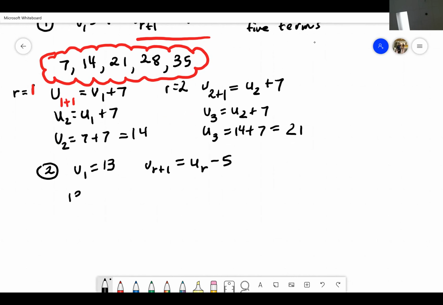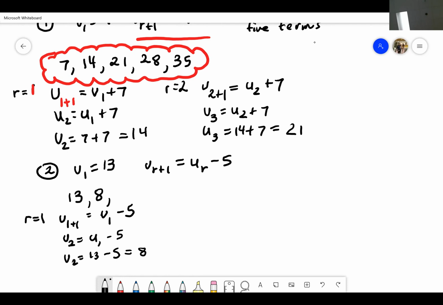13, we know that. So now we go, okay, if r equals 1, you have that u of 1 plus 1 equals u of 1 minus 5. So that's u of 2 equals u of 1 minus 5. So u of 2 must equal 13 minus 5. 13 minus 5 is equal to 8. So now we have 8.